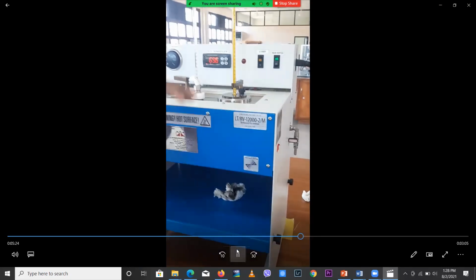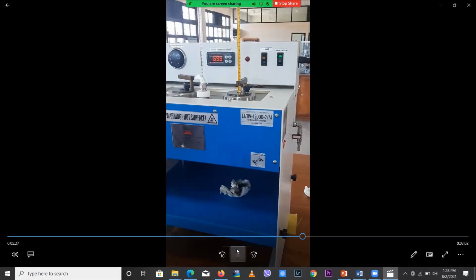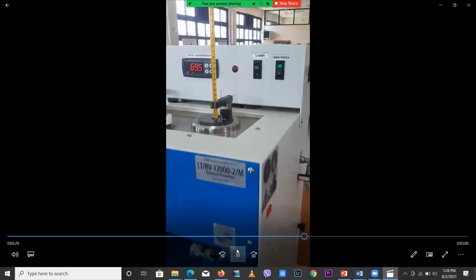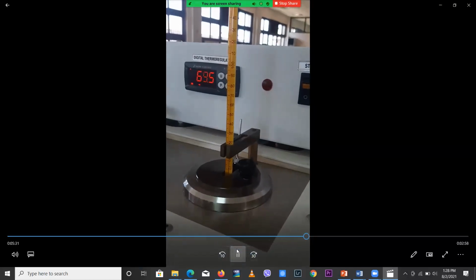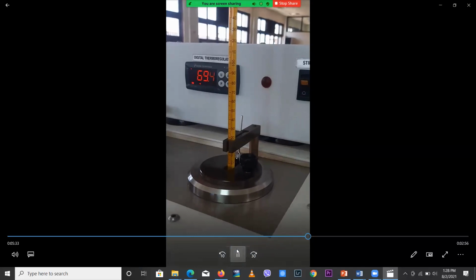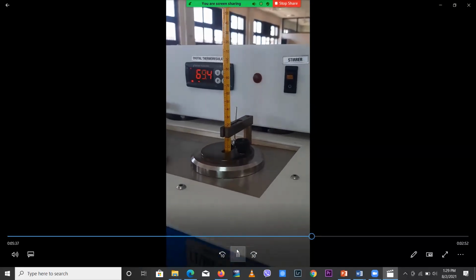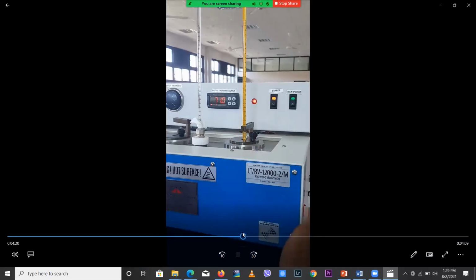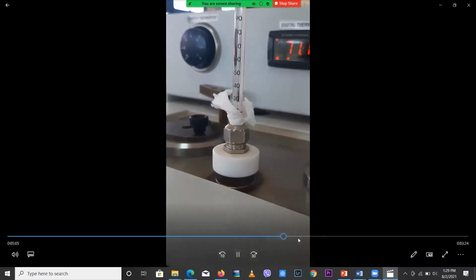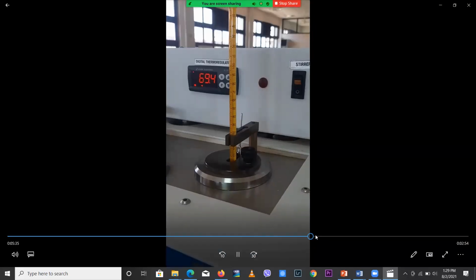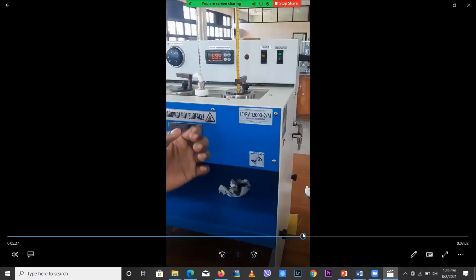So now the sample has reached a temperature of around 70 degrees Celsius. For 70 degrees Celsius, we start to collect the sample. So we have to place this cup under that orifice.